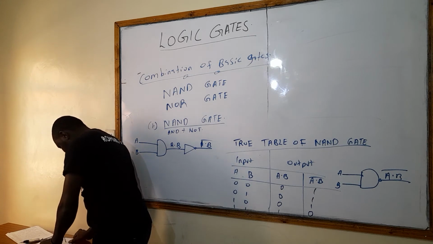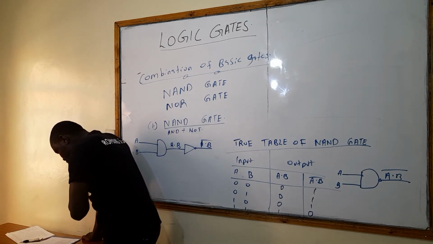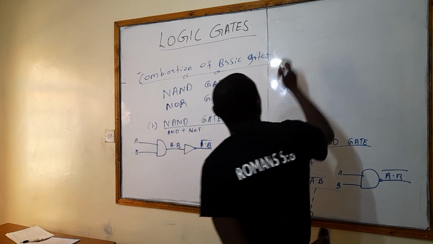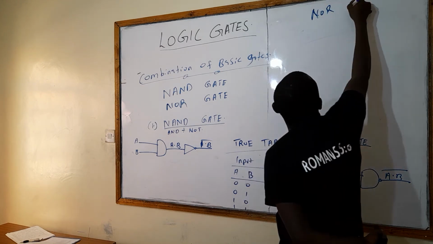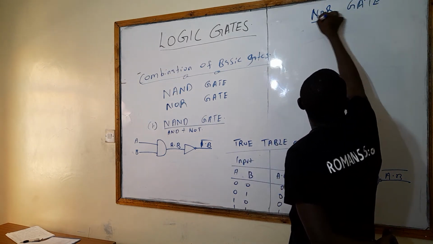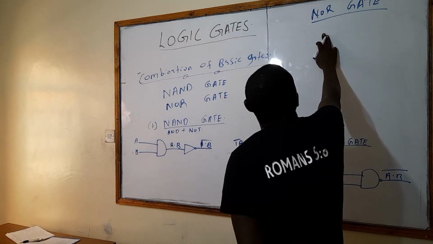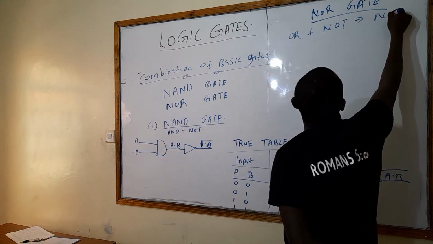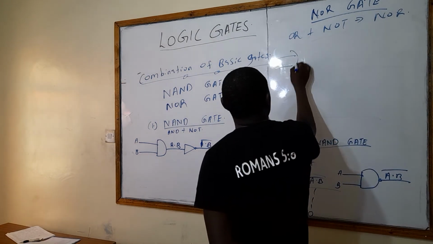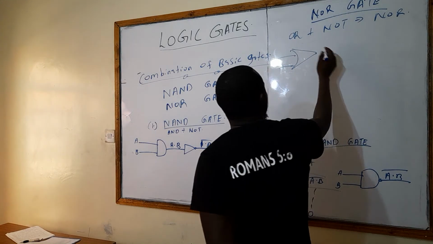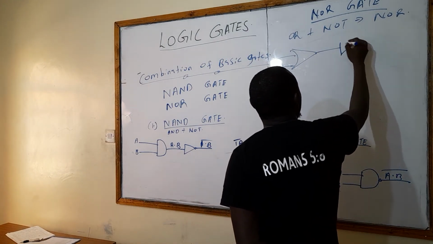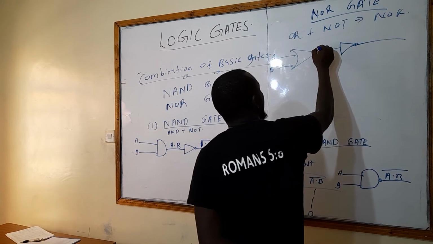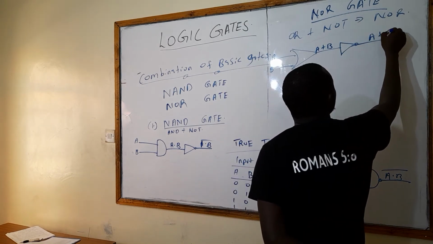Now, let's continue and discuss NOR gates. A NOR gate is a combination of an OR plus a NOT gate. This is how it's drawn. This is an OR gate plus a NOT gate. What are we going to have? This one is A, B, A plus B, A plus B bar.